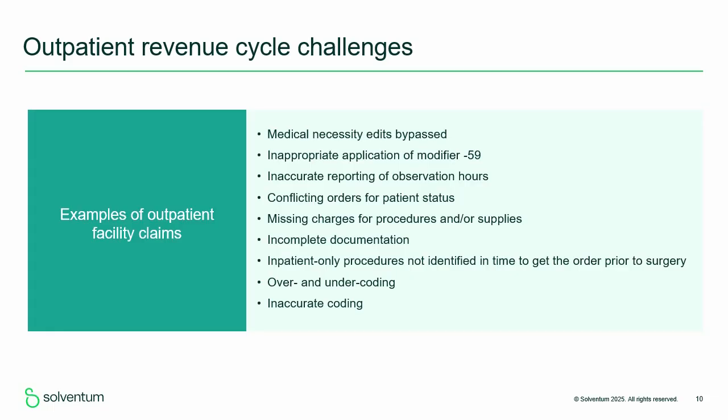Conflicting orders for patient status is another challenge. Is the patient supposed to be placed in observation, an admission to inpatient, or are they supposed to be in extended recovery? Think of the example of a patient who has a late same-day surgery operation and they still need to meet discharge criteria before going home. The patient is inadvertently placed in observation rather than extended recovery. We see this done a lot, and the patient does not meet observation status.